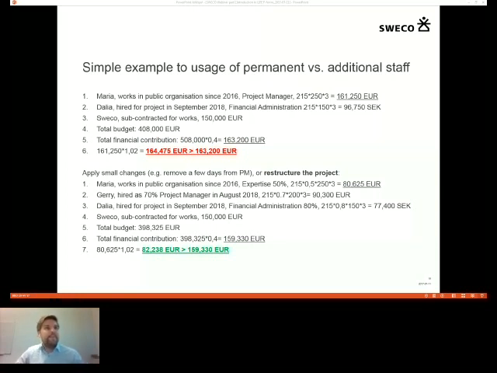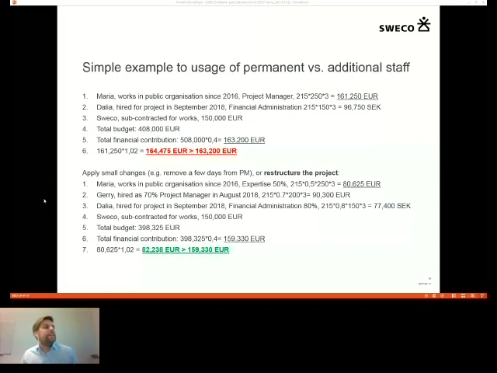And if you then take the additional cost of the permanent staff, 161,000 times 1.02, which is the exceeding 2%, you will see that the cost for the permanent staff is higher than the total financial contribution of the public organizations. Even if it's only 1,000 euros, it would not be possible to submit this proposal. So you would need to do changes.